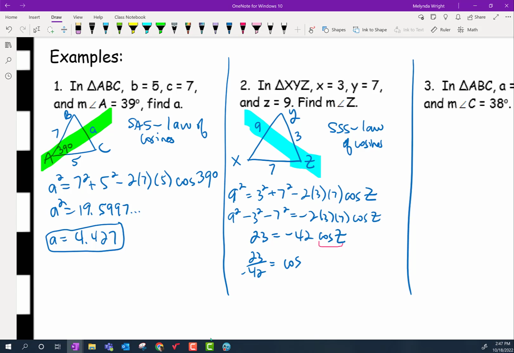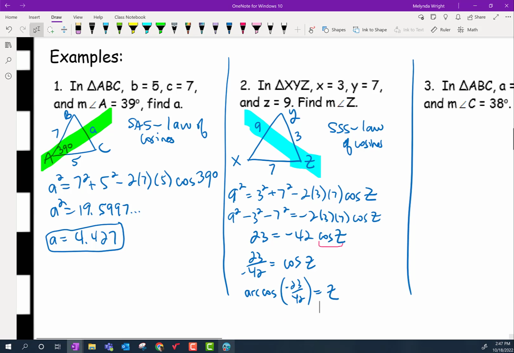Okay, so to get to z, what I want to know is z. I arc cosine each side. Do y'all remember that from before? Arc cosining each side. So I'm going to have arc cosine, which is cosine to the negative 1, of negative 23 over 42. And arc cosine of cosine is just z. So now it's just a matter of putting it in my calculator. Okay? So we're going to do inverse cosine of negative 23 over 42.